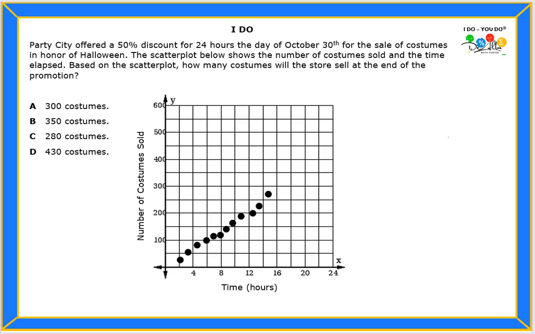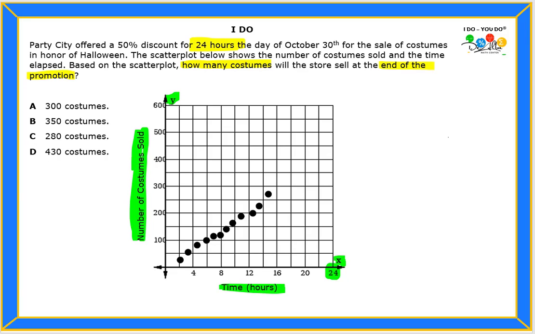So what is it that I want to find out? Well, we want to find out how many costumes we can predict that the store will sell by the end of the promotion. So how long is the promotion, first of all? Well, it says up here that it is for 24 hours. Now that's a huge clue, because now I want you to look at X. X is actually the time. So how many hours am I looking at? I'm looking at 24 hours, okay? And the Y value is the number of costumes that they actually sell after that many hours.